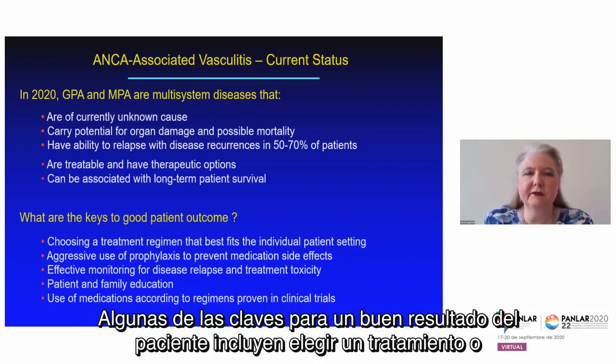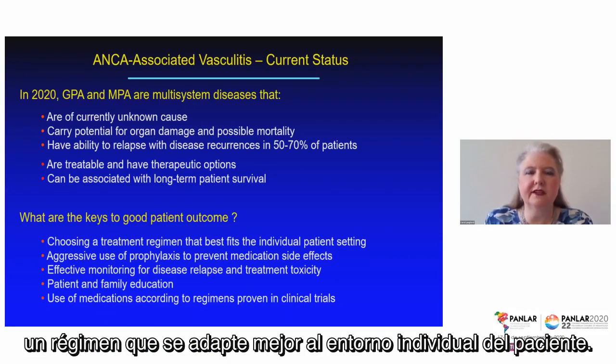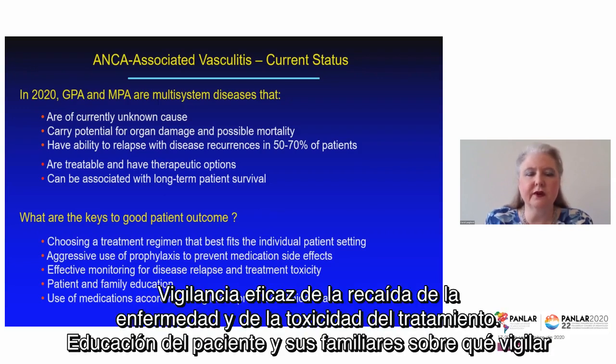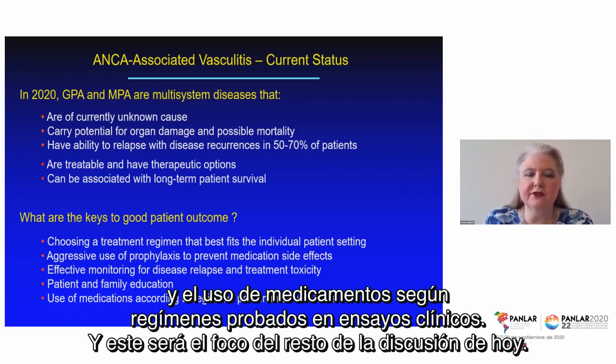Some of the keys to good patient outcome include choosing a treatment regimen that best fits the individual patient setting, aggressive use of prophylactic strategies to prevent medication side effects, effective monitoring for disease relapse as well as treatment toxicity, education of the patient and their family members as far as what to watch out for, and the use of medications according to regimens proven in clinical trials. And this will be the focus of the remainder of today's discussion.